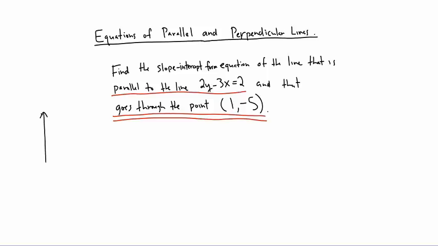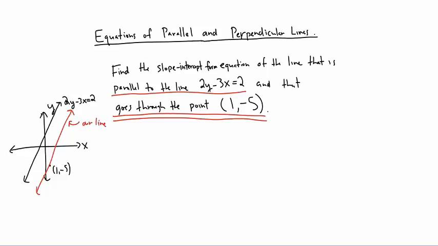Let's draw a picture of what's going on. So here's the graph of 2y minus 3x equals 2. Let's plot that point 1 comma minus 5. So of all the lines in the plane that go through that point, exactly one will be parallel to that other line. This is the line we want to come up with an equation for.